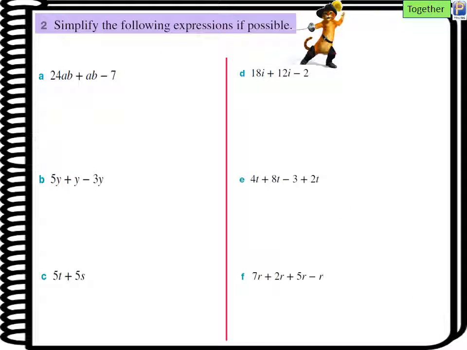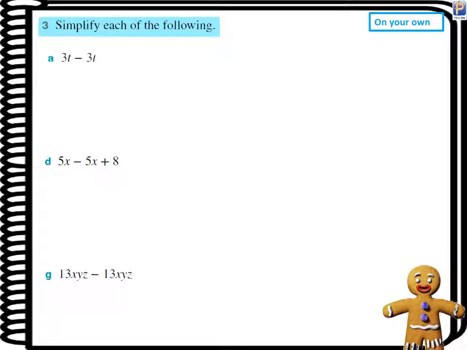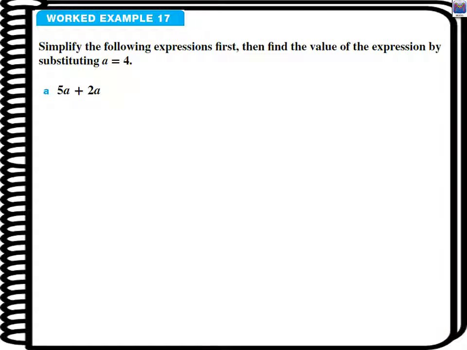Same with these ones. If we have a look at the first one, I've got 24 ABs. I want to add one more on, so I must have 25 ABs minus 7, and so on. Let's have a look at this one. This guy down here, I've got 7 R's. I add on 2 more, so I've got 9 plus 5 more. 9 plus 5 is 14. Minus 1 is 13. 13R. You can have a go at those and those.